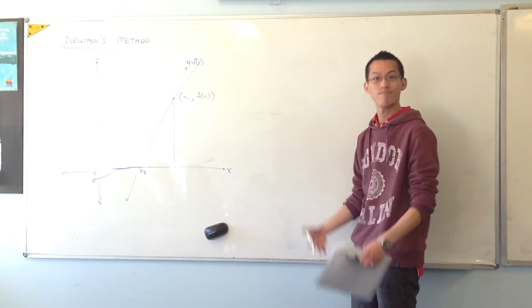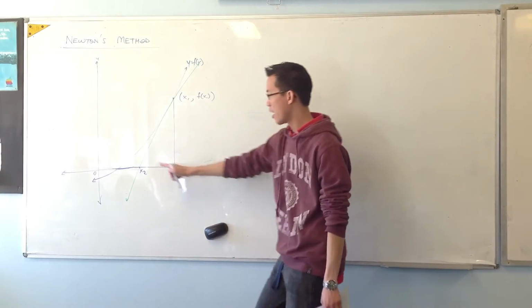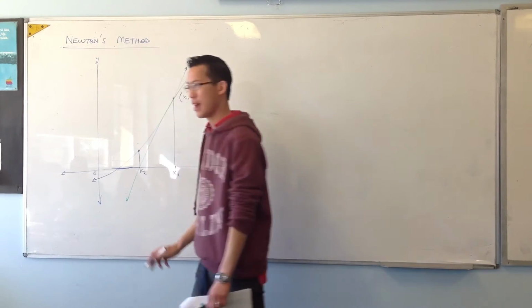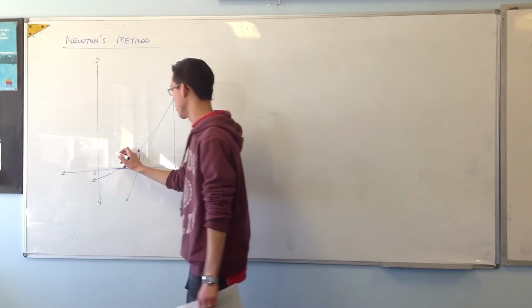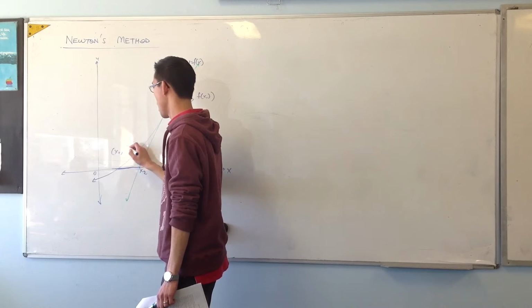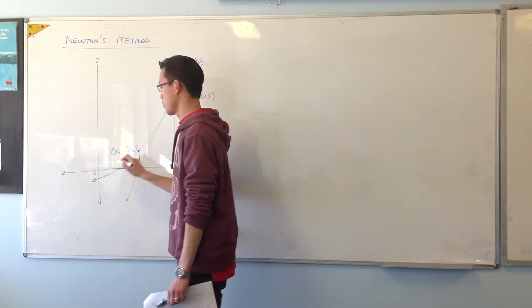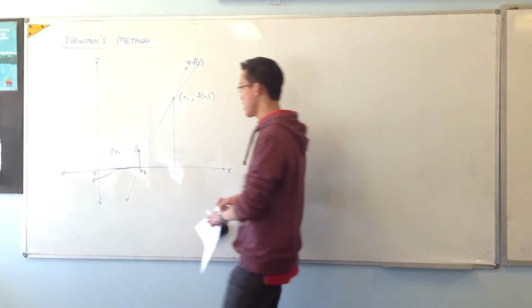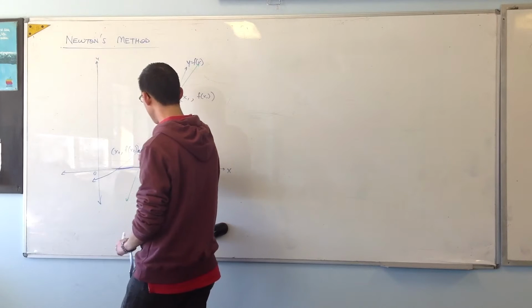Now that I'm closer, I'll repeat the process, okay? So I'll evaluate it again. That'll give me this point up here, and its coordinates will be x2, f of x2, okay? And then I find the tangent through there again, right? So now, my tangent will be, let's see here.